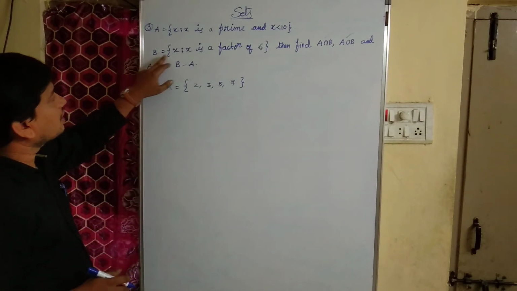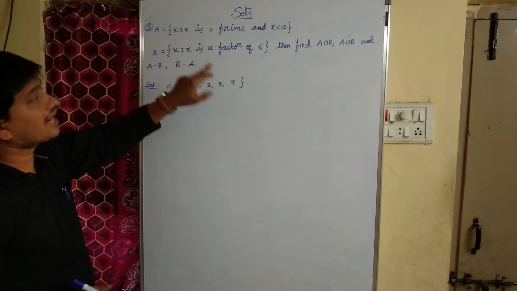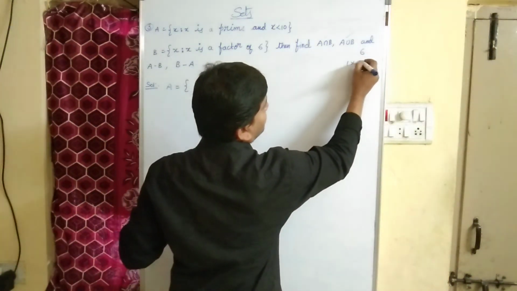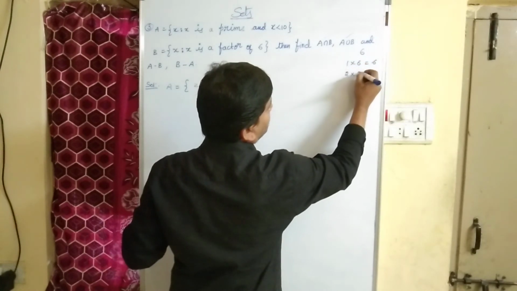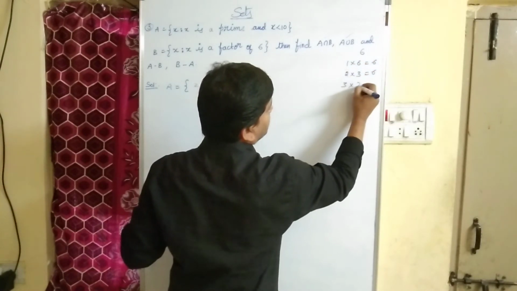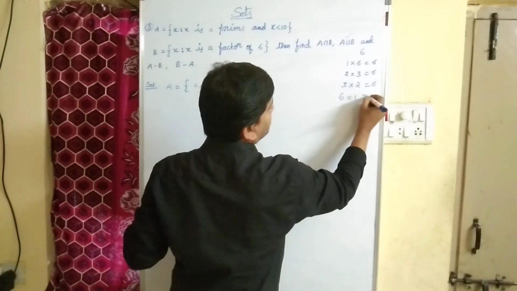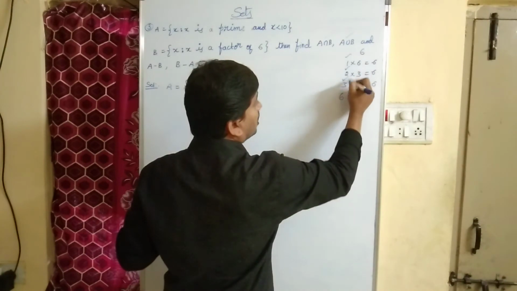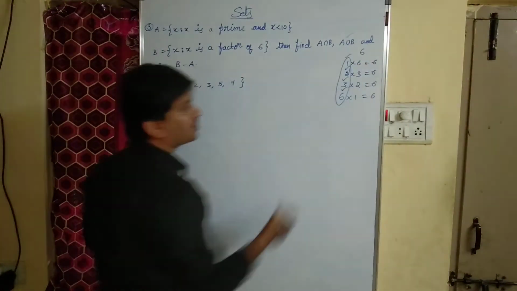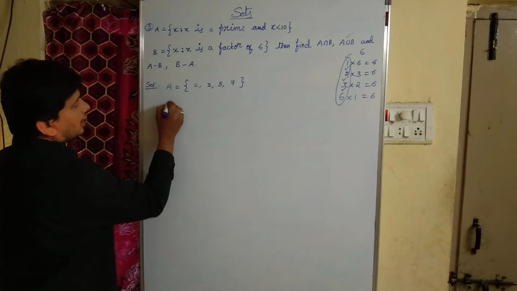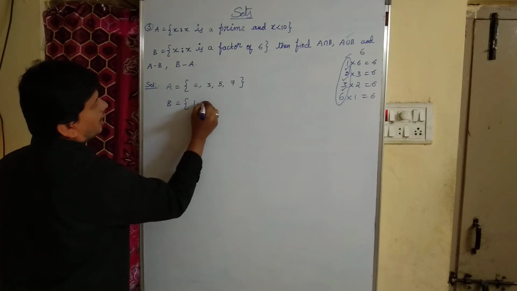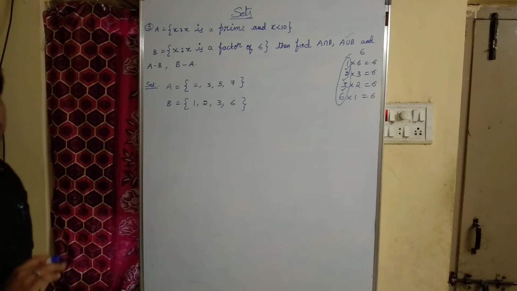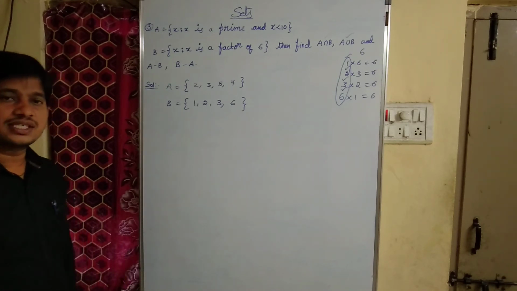Now coming to set B, given x such that x is a factor of 6. Can you tell me what are the factors of 6? 1 times 6 is 6, 2 times 3 is 6, 3 times 2 is 6 and 6 times 1 is 6. They are the factors of 6. That is 1, 2, 3, 6. Now, the elements in set B are 1, 2, 3, 6. Right? We got both the set A elements as well as the set B elements.